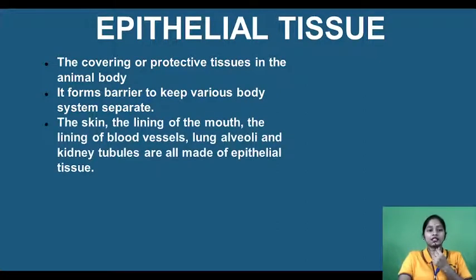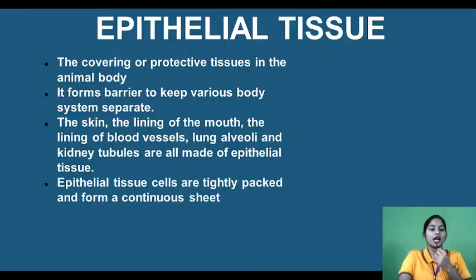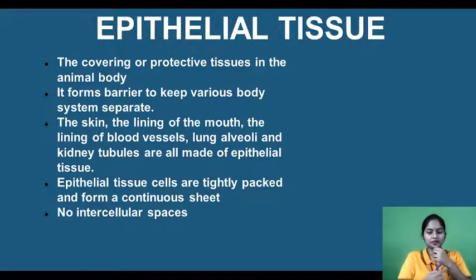And the skin, the lining of the mouth, the lining of blood vessels, lungs, alveoli and kidney tubules are all made up of epithelial tissue, because they are the covering, they are the protective tissue, they will protect us. And epithelial tissue cells are tightly packed and form a continuous sheet. Can you find any gap? Look at your hand. Can you find any gap? There is no gap. They are tightly packed. They are continuous. No intercellular space.